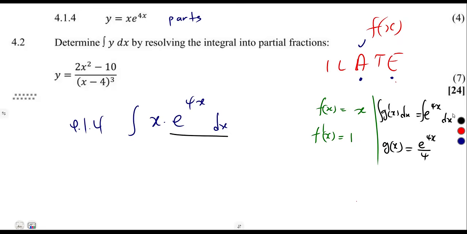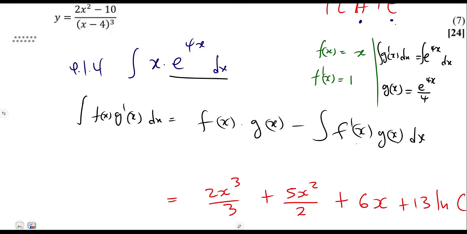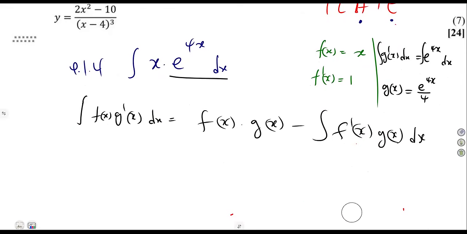Applying our by parts formula, the integral of f of x g prime x is taken as f of x times g of x minus the integral of f prime x g of x dx. So that's it. Substituting into this formula, we can see that the integral we are finding is going to be given as what?